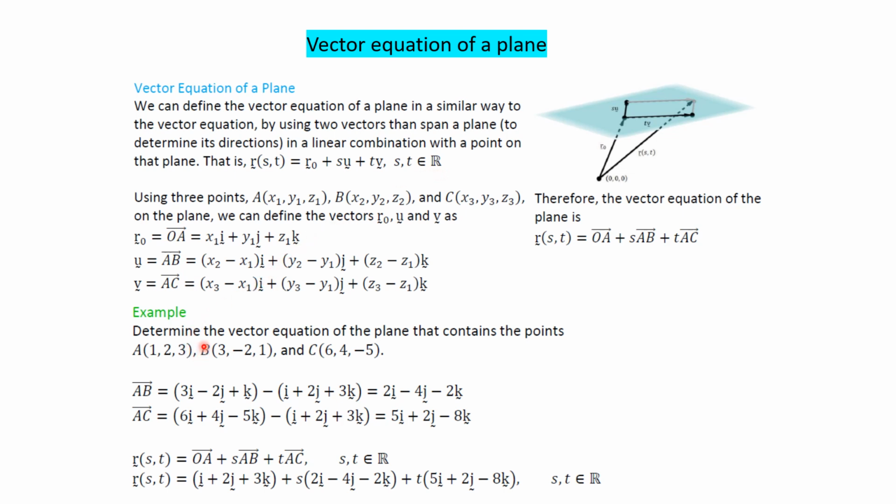If you have three points given to you, you can pick A to be your reference point. That will give you the vector R0. Now, with three points, you can find two vectors. So if you find vector AB and then vector AC, now use this formula here. Substitute in OA and then substitute in AB and AC, and that's how you find the vector equation of the plane.